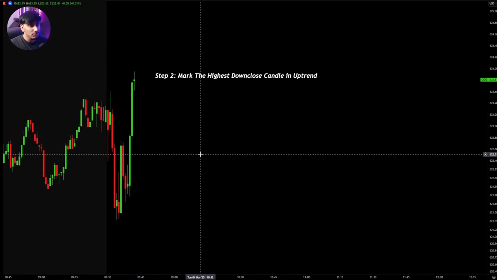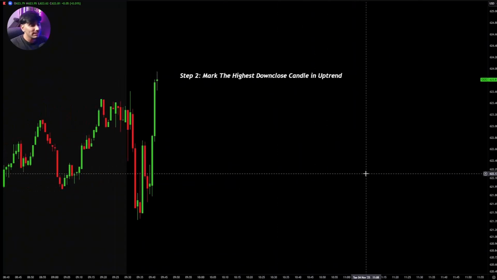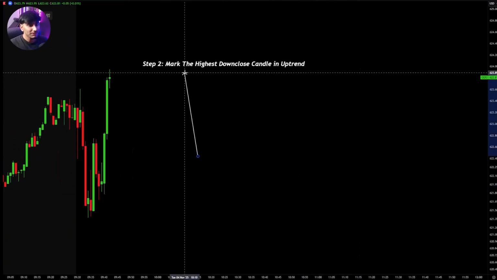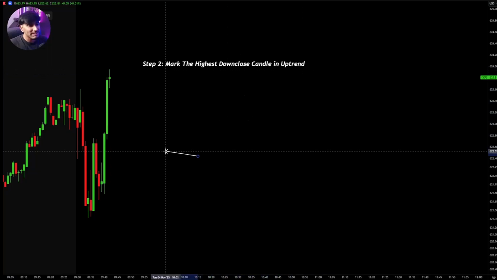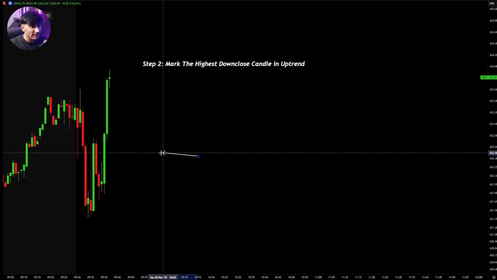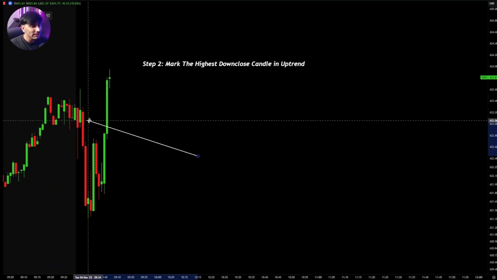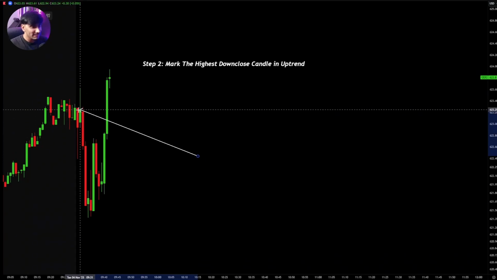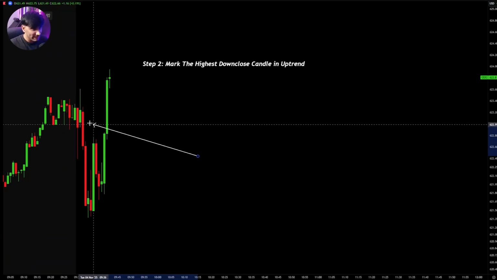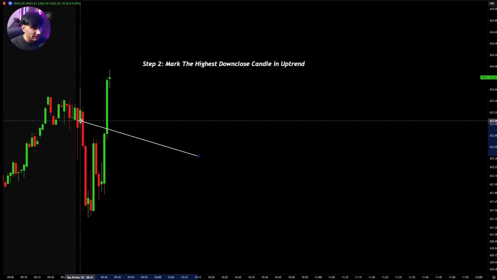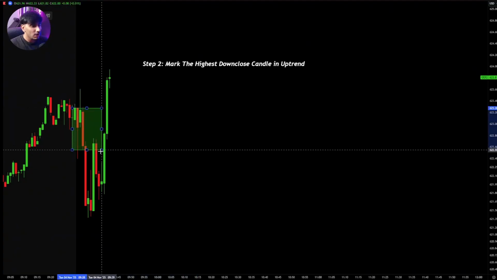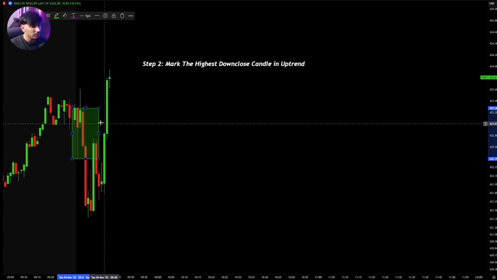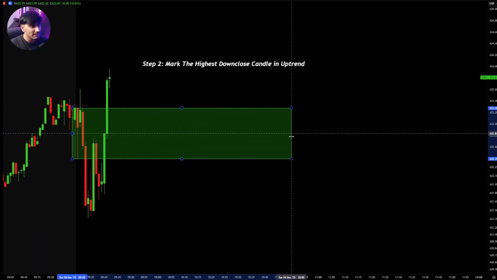For step two of this example, this is the one candle system. So all we have to do is mark out the highest down close candle in an uptrend. I'm going to show you exactly how the strategy works with the downtrend as well. But for step two, we can see the highest down close candle in this example is this one right here, right at 9:30. So for us, all we have to do is mark out the high all the way to the bottom. We draw out this rectangle box and we simply move it over.